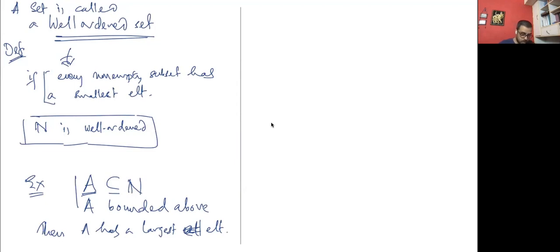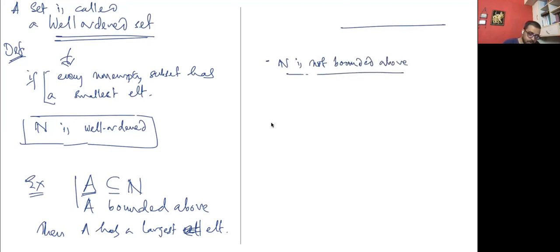So now let's look at some of the consequences, some of the properties that we have derived along the way. So one thing we have seen is that N is not bounded above, that we saw at the start today. So one corollary of that would be the following.